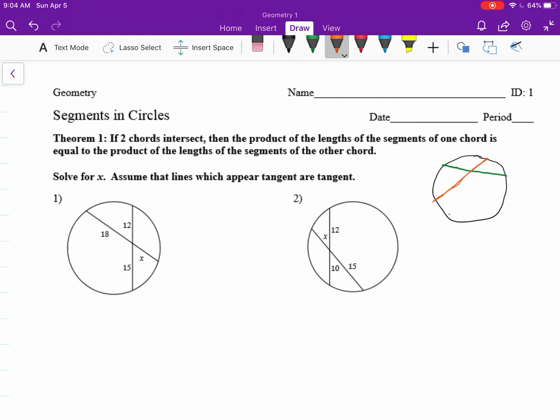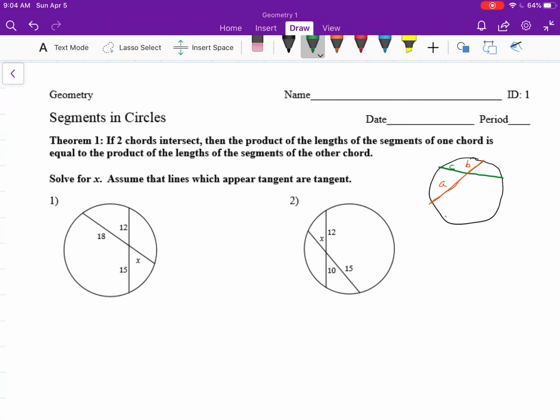So then the product of the lengths of the segments of one chord. Since they intersect, each chord is split up into a couple segments. So this orange one has two segments. Let's call this segment A and segment B. And the green one's separated into two chords. We'll call it C and D.